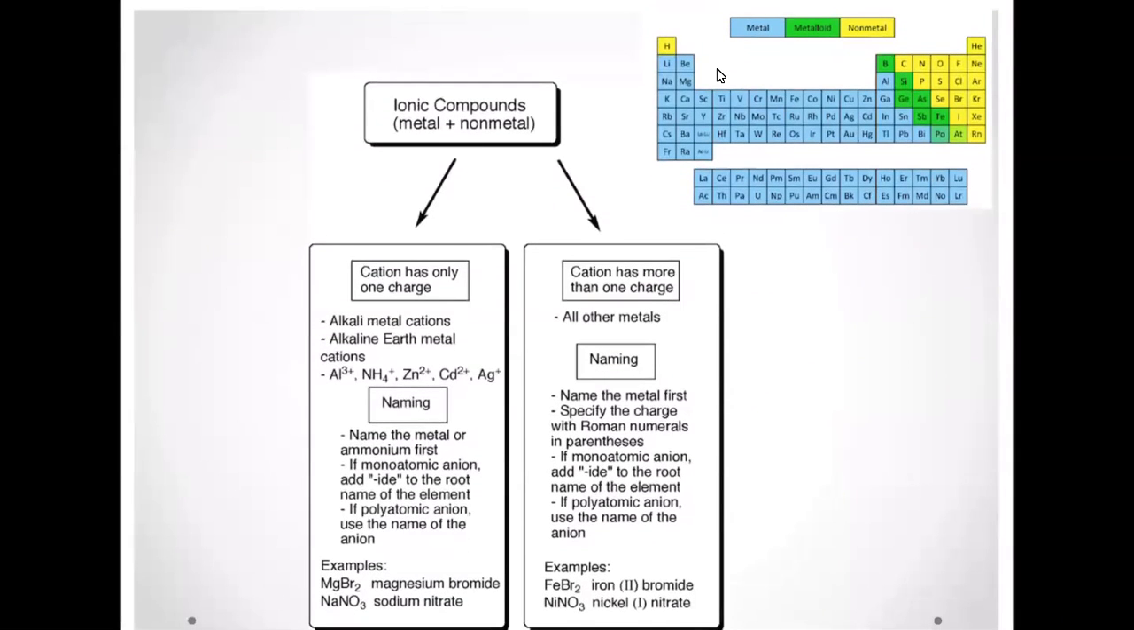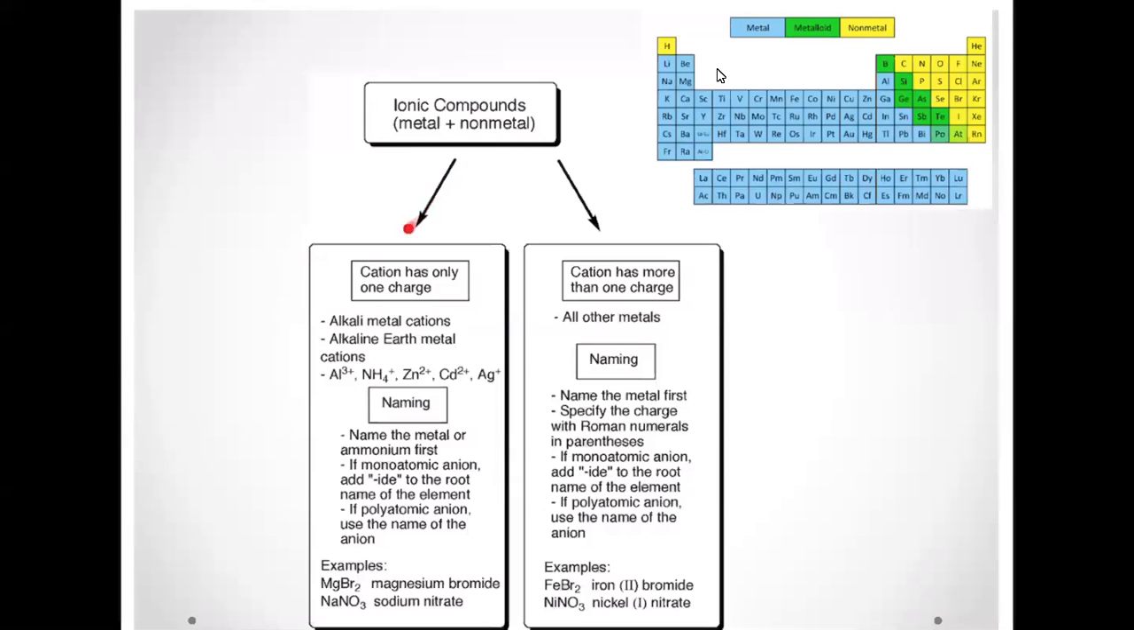The first thing you always need to do is figure out if you have an ionic compound versus molecular versus acid. Remember, if it's ionic, you're going to see the metal and the non-metal. Again, a review: the blue is the metal, and over here are your non-metals, and we're looking for that combination.